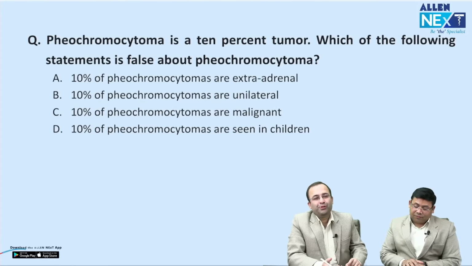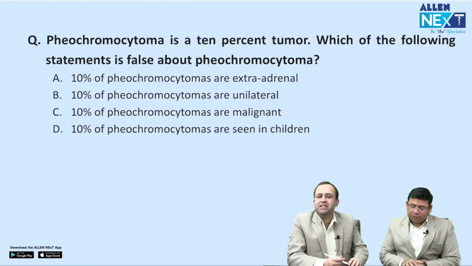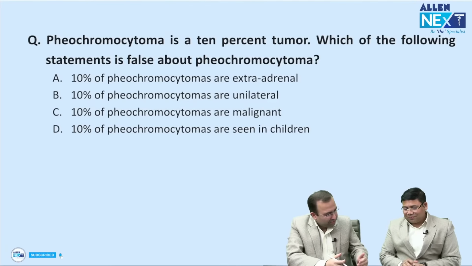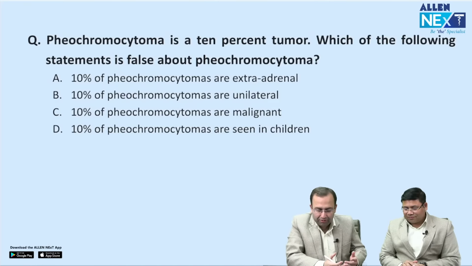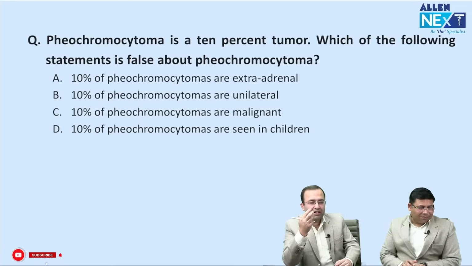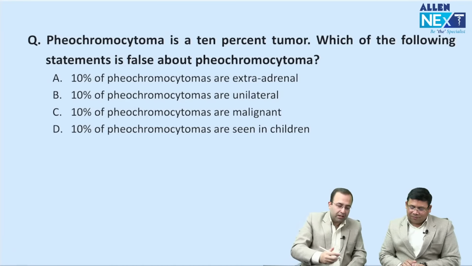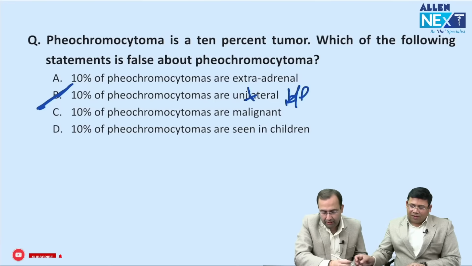Pheochromocytoma. The rules of 10. I'll be glad if you tell us the answer in this. A, B, C, D. You know the rules of 10 with pheochromocytoma. But actually what happens is we know the content, but while marking the answer, a silly mistake happens. So 10% are extra-adrenal, 10% are seen in children, 10% are malignant, 10% are bilateral, not unilateral. So it was the other way around, 10% are bilateral.